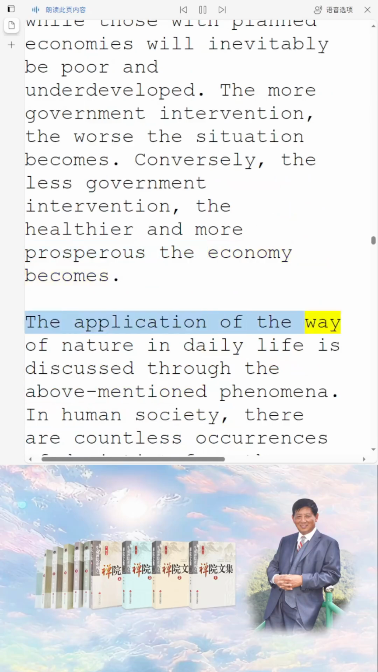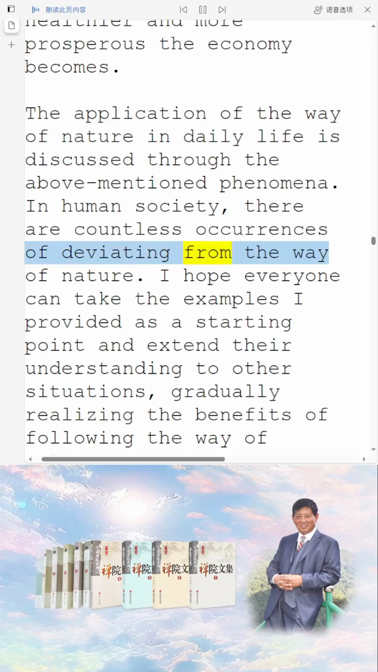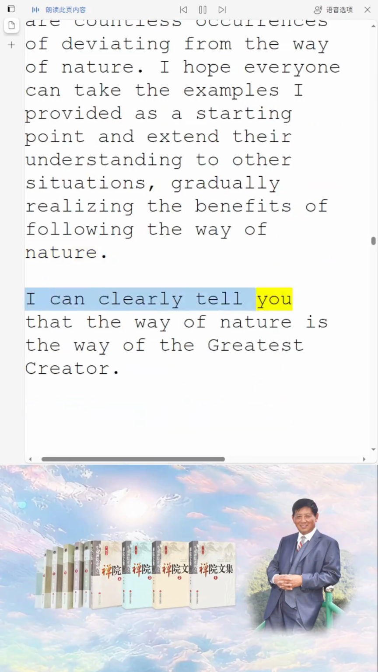The application of the way of nature in daily life is discussed through the above-mentioned phenomena. In human society, there are countless occurrences of deviating from the way of nature. I hope everyone can take the examples I provided as a starting point and extend their understanding to other situations, gradually realizing the benefits of following the way of nature. I can clearly tell you that the way of nature is the way of the greatest creator.